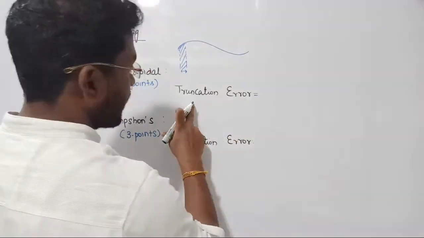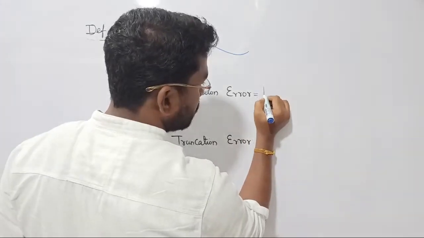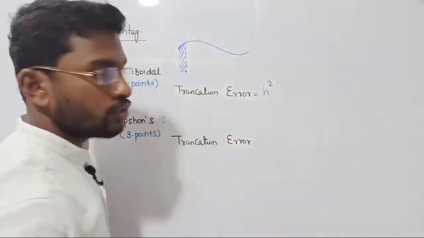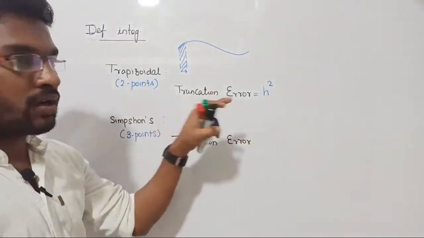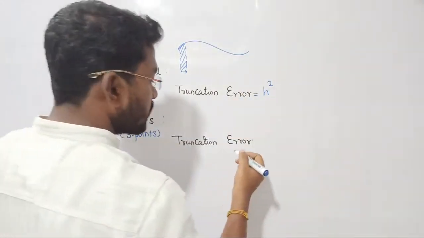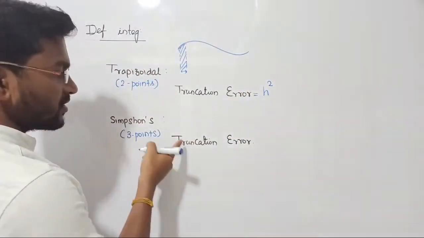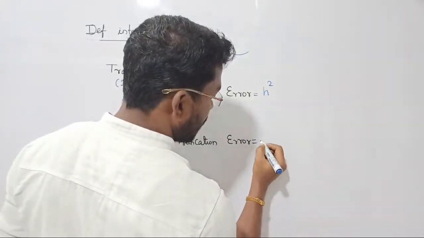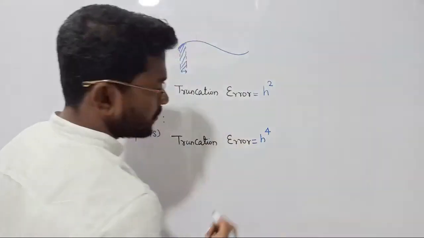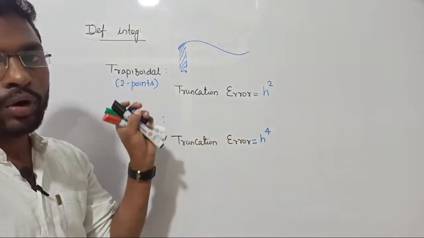See, I told you, in case of truncation error, what will be the order of the system? You can raise the order up to 2, right? I only told you we can raise the order up to 2. And similarly, in case of the Simpson rule, we can raise the order up to 4, with the step size, right?